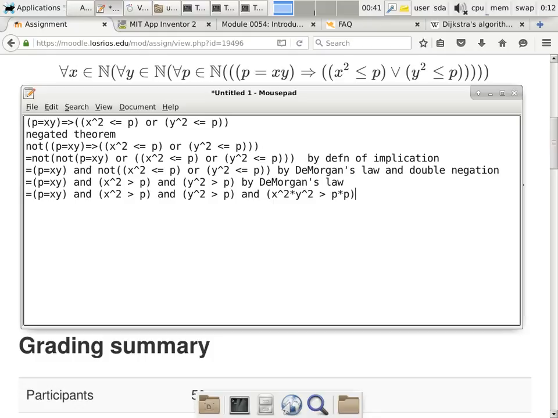Because this is one of the things you can apply in inequality, where you can say if all numbers are non-negative, a is greater than b and c is greater than d, implies that ac is greater than bd. Is that okay?